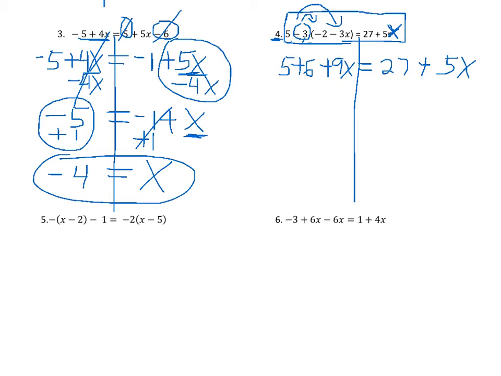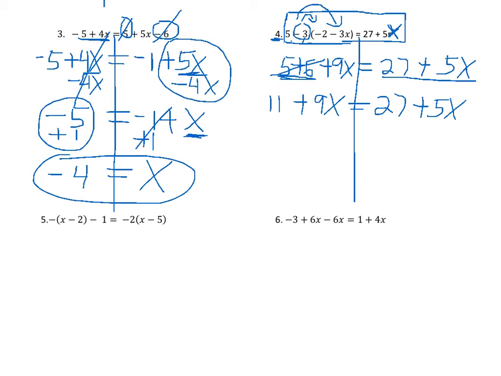Okay, then again, I can't do anything to the right side because you can't add 5x and 27. They're not like terms. But here I have like terms. 5 plus 6 is 11. So I'm done with that. Then I'll bring down the plus 9x equals 27 plus 5x. Okay, now I'm at the same point that I started with the first equation. I can't combine 11 plus 9x on the left side, and I can't combine 27 and 5x.